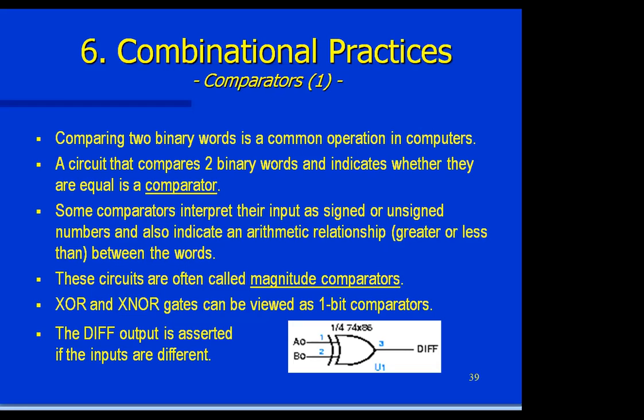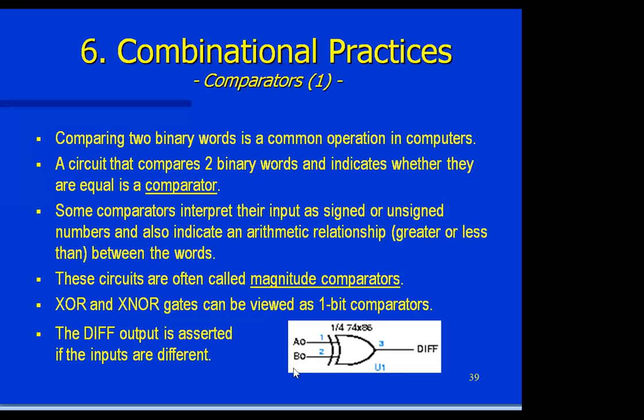In general, for designing the comparator, we use XOR and XNOR gates as a one-bit comparator. To compare one-bit numbers, I can use the exclusive OR gate or XOR gate. Here you can see the standard IC 7486. It has four sets of one-bit comparators. It will compare A0 and B0, and it gives the result as the difference, which you know.